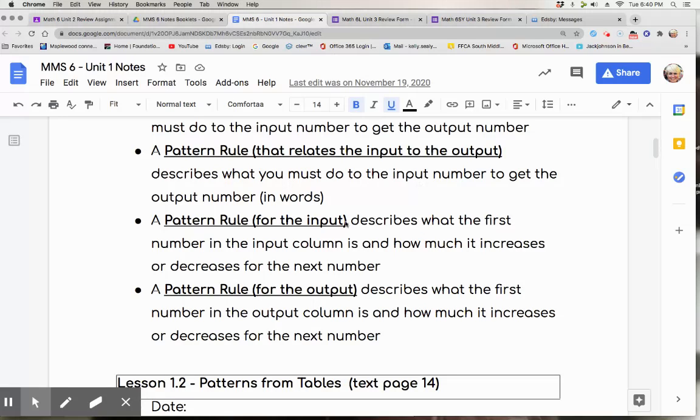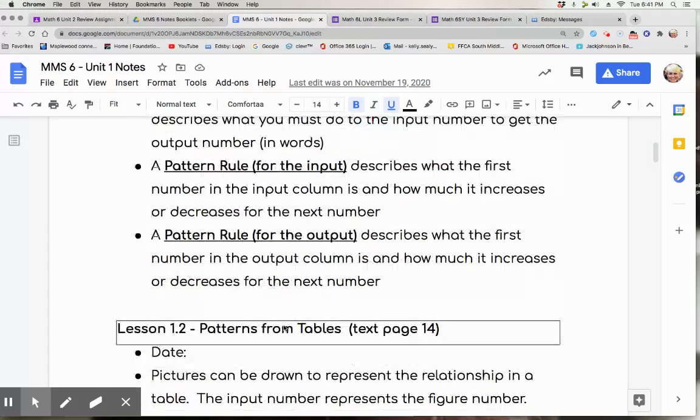The second type of pattern rule we learned about was a pattern rule for just the input. That describes what the first number in the input column is, and how much it increases or decreases for the next number. So an example is start at 2, increase by 2 each time. Finally, the third pattern rule we learned is a pattern rule for the output, and that describes what the first number in the output column is and how much it increases or decreases for the next number. An example might be start at 10 and increase by 5.